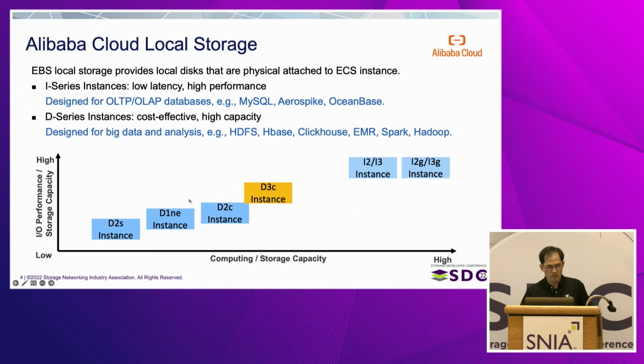The diagram below shows the difference between the I-series and the D-series instances with local disks in terms of performance and computing relative to the storage capacity. As you can see, compared to the D-series, the I-series has much higher performance and virtual CPU to storage capacity ratio. In this talk, we will introduce the D3C instance and the technology used in this instance that we have been working on with Intel partners to resolve the challenges we have in cloud data centers.